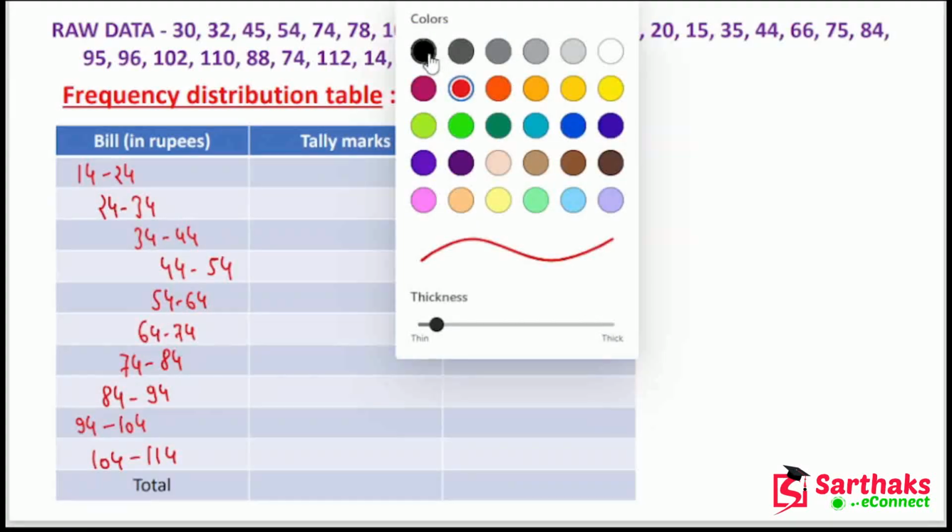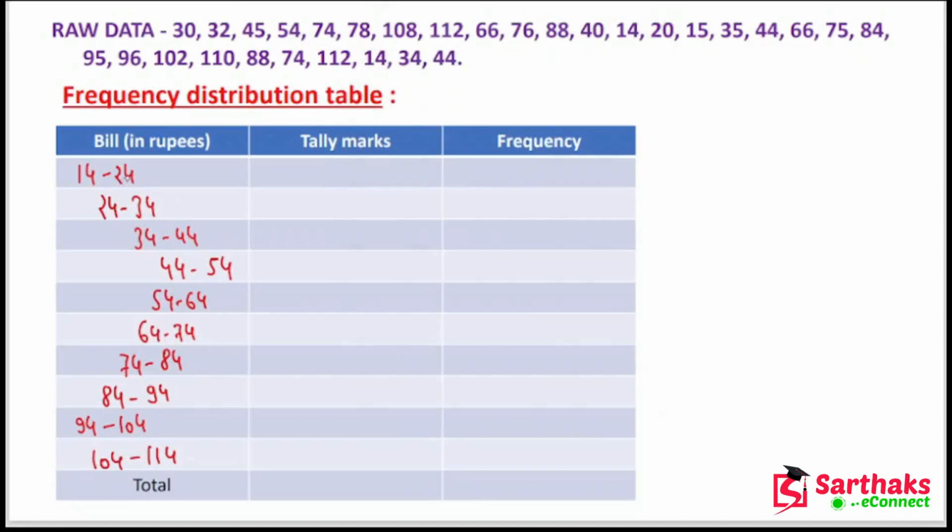So let us count them again. You should remember that 24 is not included in this particular class, so we should avoid 24. Let us take from 14 to 24. We have 14, 1, then we have 15, 2, then we have 23, and then we have 14, 4. So we have 1, 2, 3, 4. We got 4.